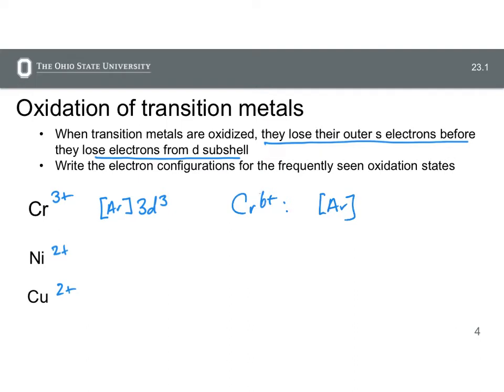Okay. For nickel 2+, again, taking off 2 electrons, we'll be left with 3d8 with one of the d electrons. So we'll have argon 3d9. Okay.